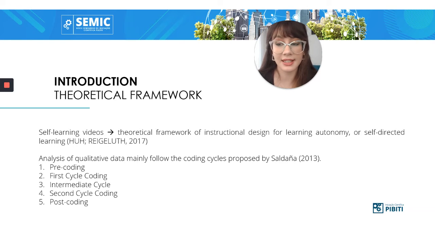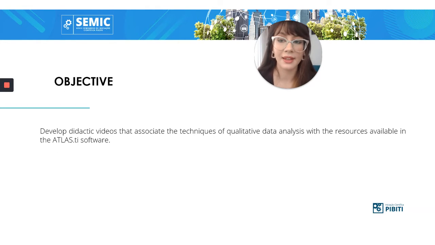Saldanha proposes this method in 5 stages, which are the pre-coding stage, first cycle coding, the intermediate cycle, the second cycle coding, and the post-coding. So all those stages are basically guidelines for researchers to follow each part of the process so they can analyze and refine their data so that they can articulate with their theory in a better way.